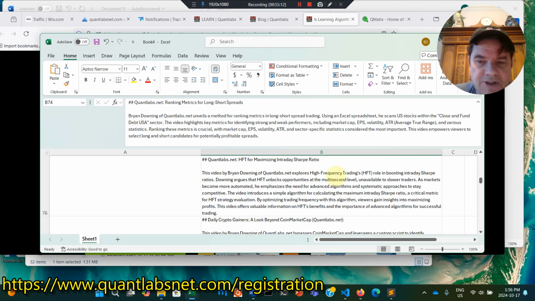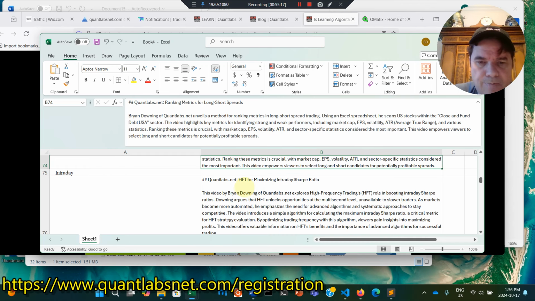Okay, so there's now exploring high frequency trading, or HFT trading like. So here we're trying to maximize Sharpe ratio, intraday Sharpe ratio. So we're trying to find ways to boost intraday Sharpe ratio based upon what we're trading. So using the HFT unlocks opportunities if you can, a multi-second unavailable to slower trades. Markets become more automated, emphasizing these. There's advanced algos out there, systematic approaches to stay competitive. That's what the HFT firms are doing.